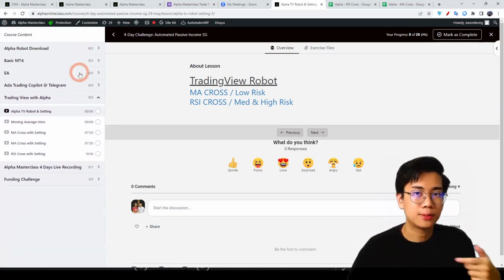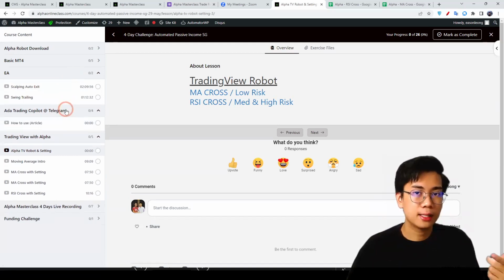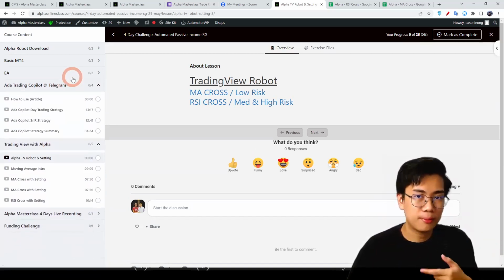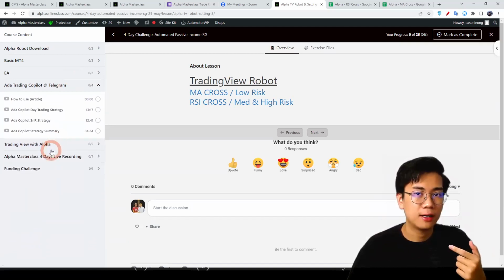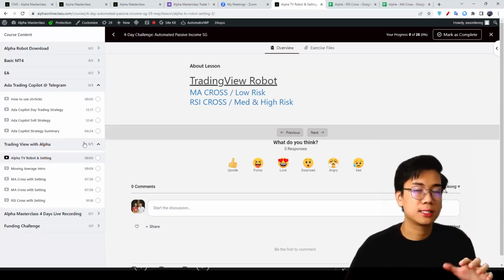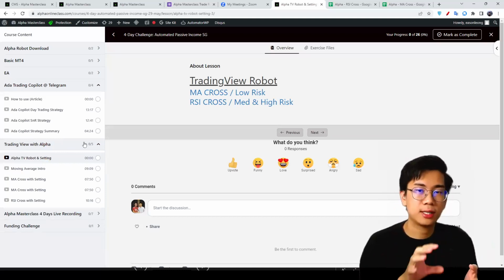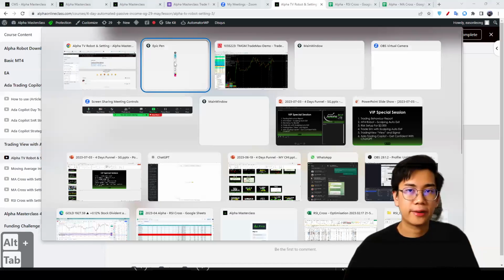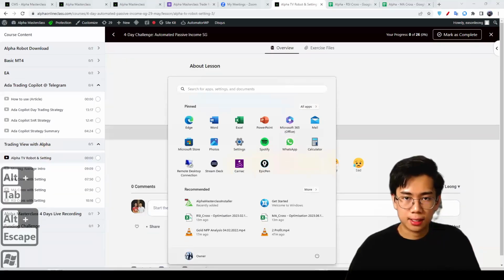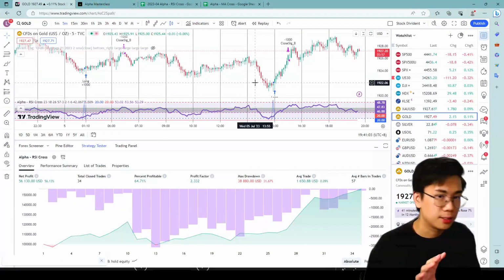And you can study more about the robots in these two sections as well. Now, there's a part about the Telegram bot and also the Alpha TradingView. This TradingView is software that looks like a strategy that tells you whether you should buy or sell. It should look something like, let me see here. Yep, something like this. Okay.